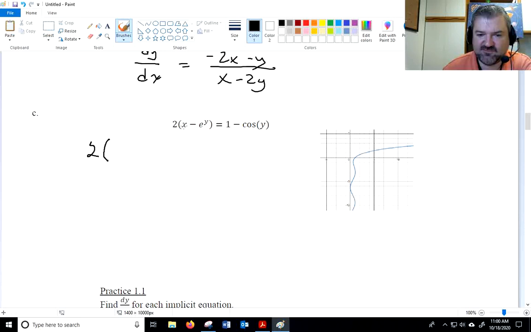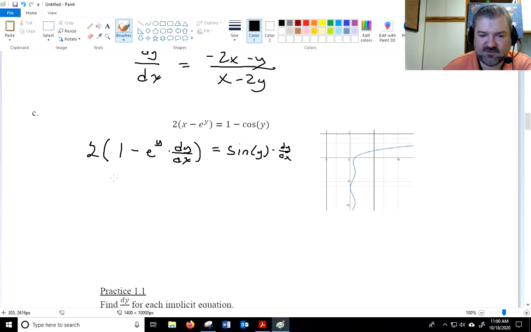And the derivative of x is 1. The derivative of e to the y. Well, the derivative of e to the u is e to the u times u prime. So it's e to the y dy dx. The derivative of 1 is 0. The derivative of cosine u is negative sine u, so the negative will cancel. So it's sine u prime.